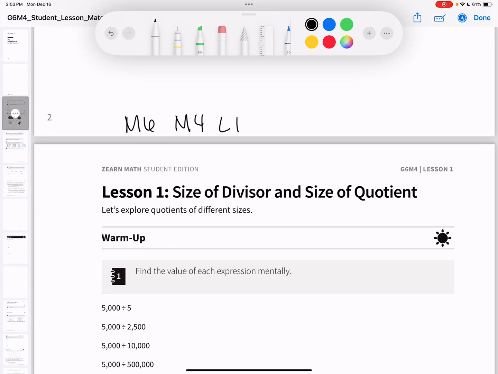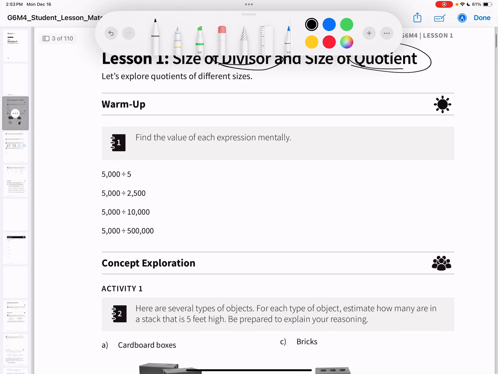Today we are doing Math 6, Mission 4, Lesson 1. Size of divisors and size of quotient. So we are going to talk about what divisor and what quotient means today. All right, find the value of each expression mentally. So it wants us to do this in our head.